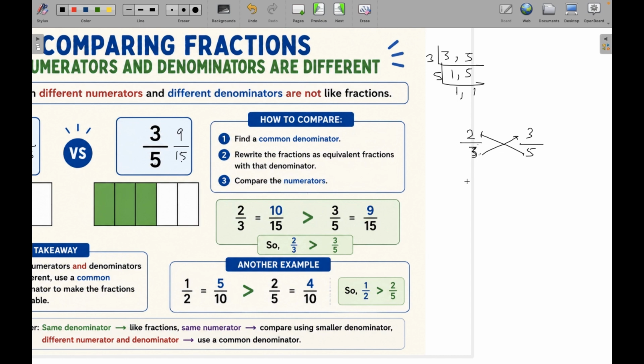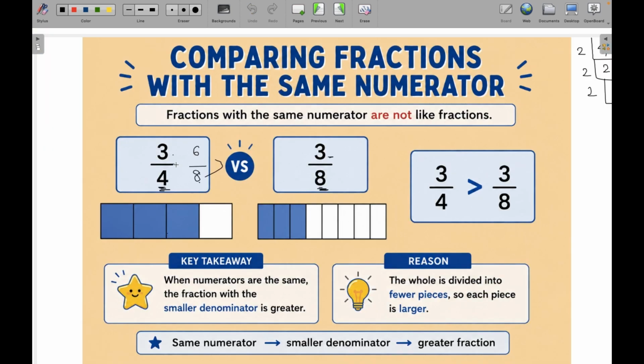If I multiply 2 with 5, I'll get 10. What do we get if I multiply 3 with 3? I'll get 9. So since 10 is greater than 9, 2 by 3 is greater than 3 by 5. Right, here we don't have to find the LCM and then compute equivalent fractions. So this is very, very simple whenever we are given two unlike fractions. It works in this case as well.